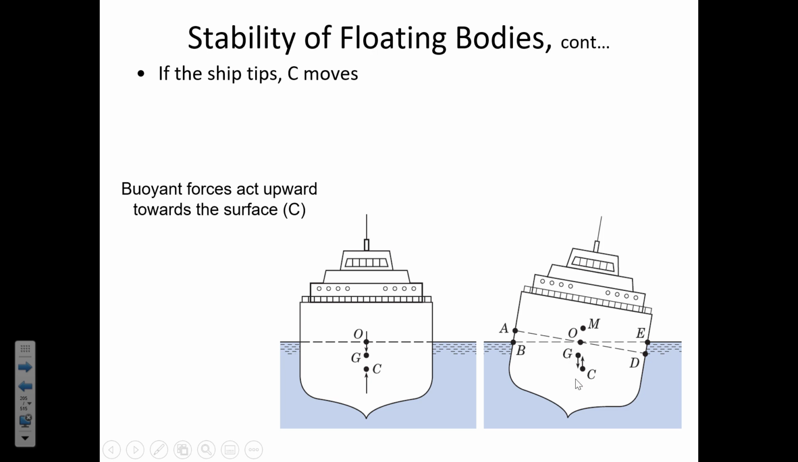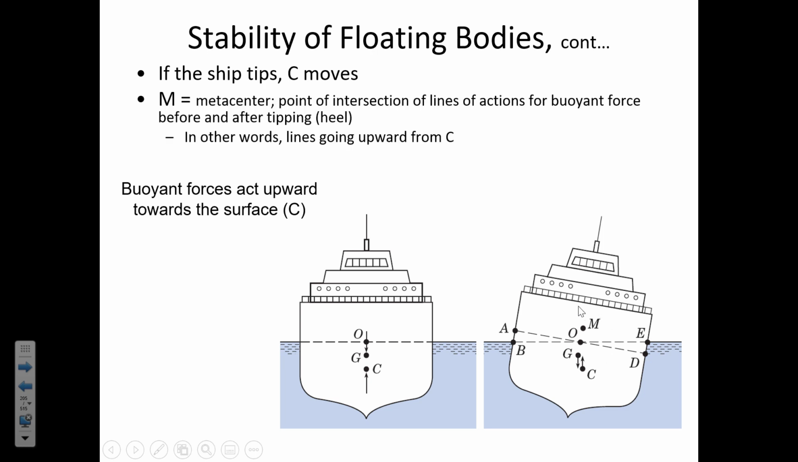So G is down, the center of gravity. So gravity and all the mass of the ship is acting downward. The buoyant force is acting upward. And so we've got this couple where the forces are trying to stabilize the boat again. So C is pushing up, G is down. So it's the same thing. If you push down with one finger, up with the other, it's going to twist the boat back into stability.